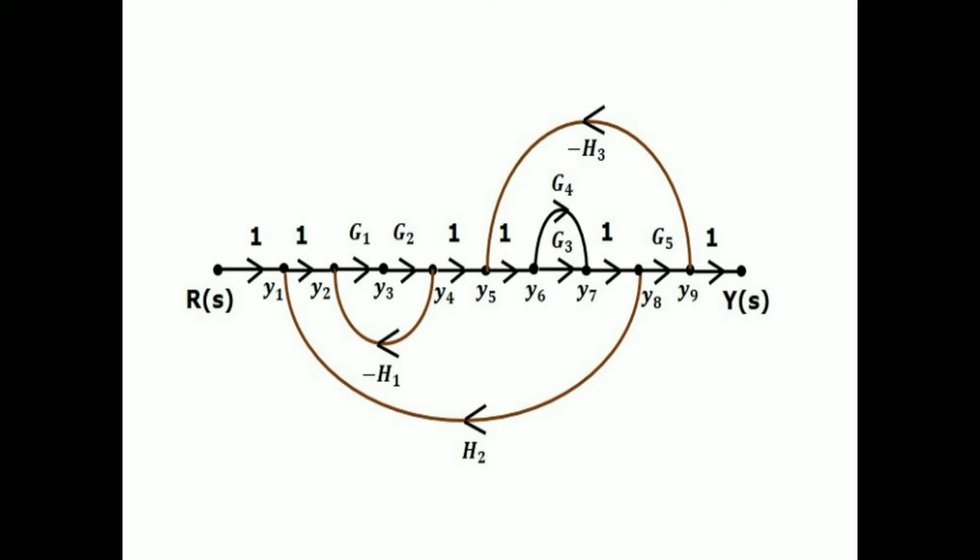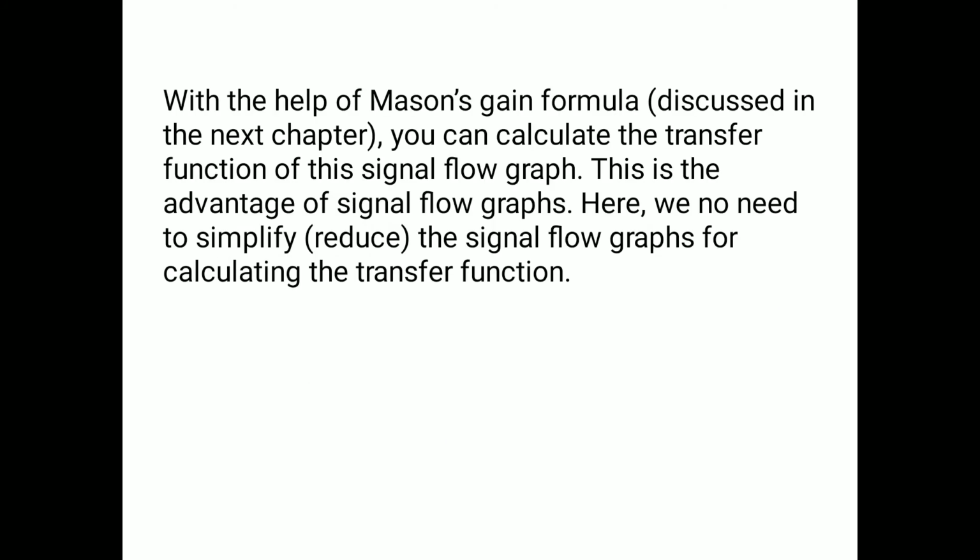and the gains are represented just with a variable G1, G2, etc. Here input is R(s) and output is Y(s) and the feedbacks are denoted by the variable H. Here G is referred to as a gain and Y1, Y2, Y3, etc. are the nodes, that is blocks of the block diagram. With the help of Mason's gain formula, you can calculate the transfer function of this signal flow graph.